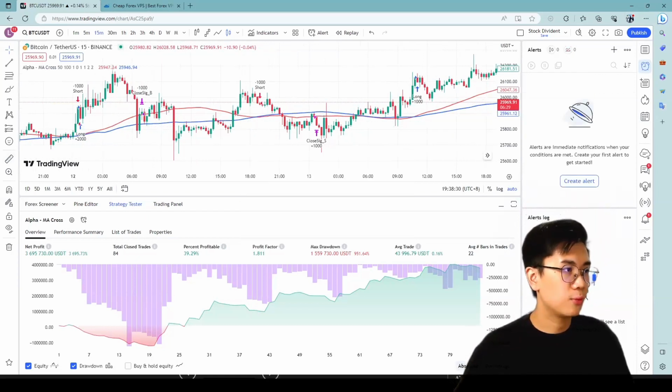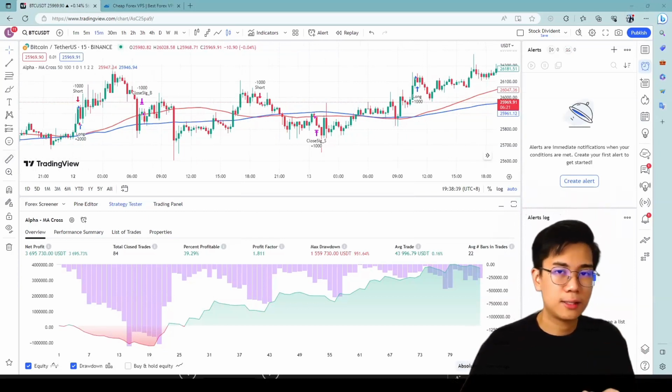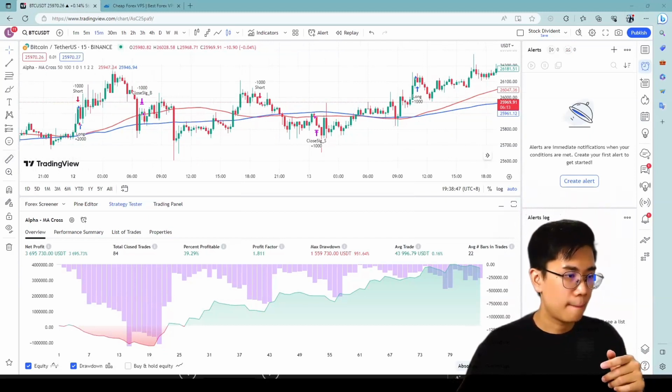And actually, there is one way that we can make this even easier. Now, how to do this to make it even easier is that in the membership side, you are supposed to get TradingView robots. If you don't get it, you can request it from our support team. Now, let me see where I can get it.